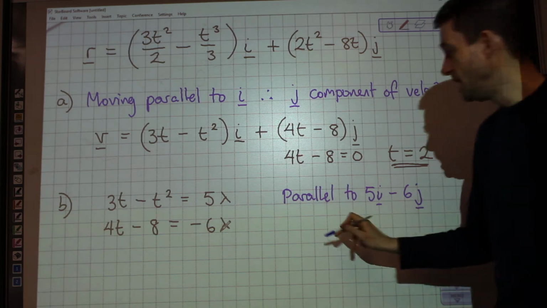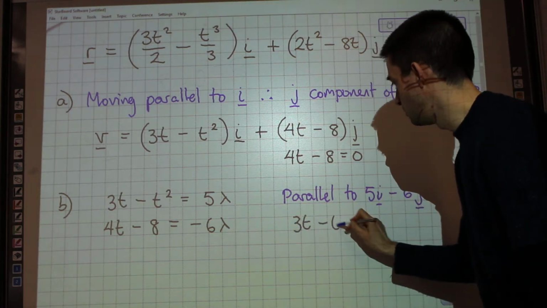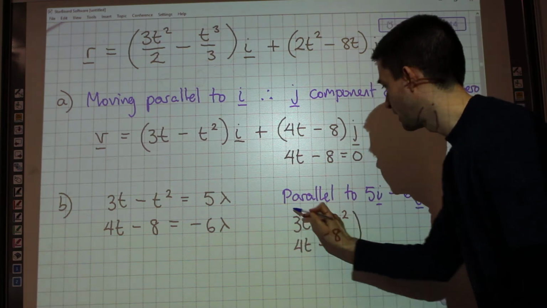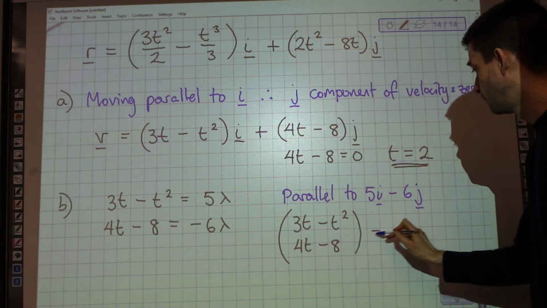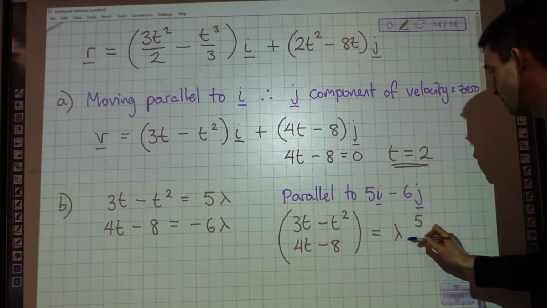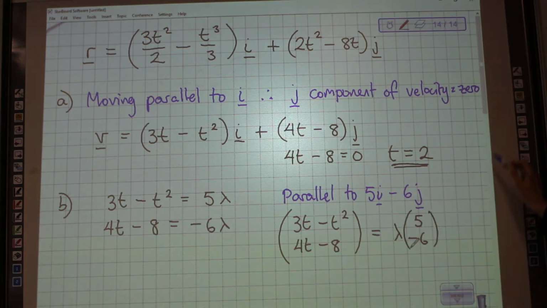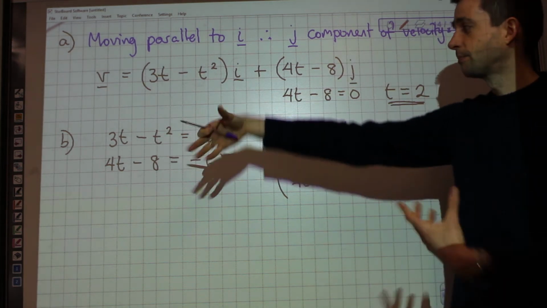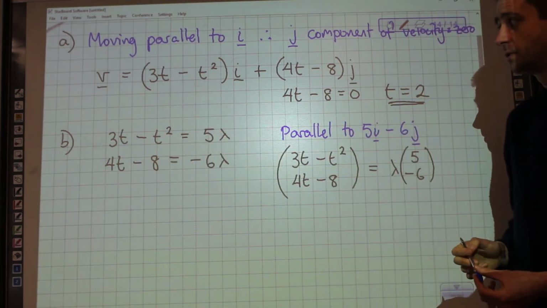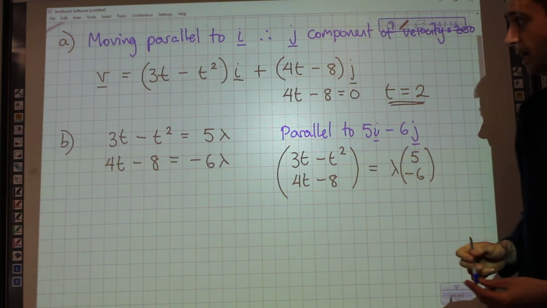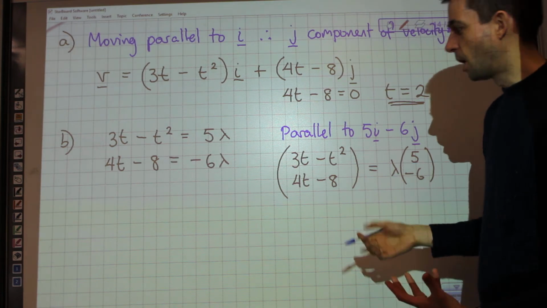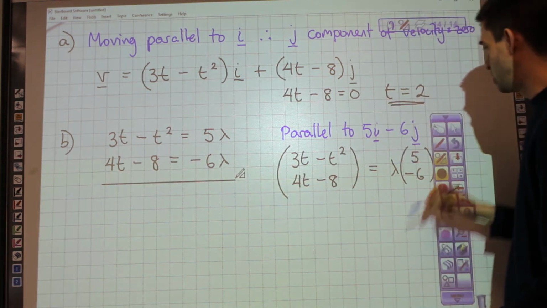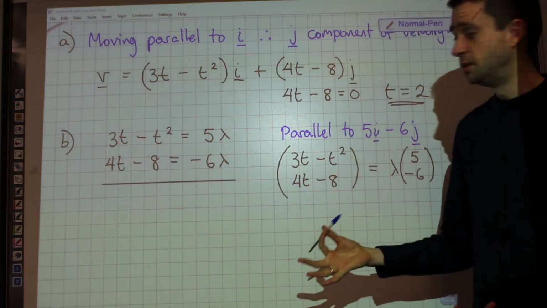You may be more familiar with seeing this initially written in column form, so I'll just do that over here, writing the velocity as a column vector, i component, j component, equals a multiple of (5, negative 6), which is 5i minus 6j. But we would go from that to there anyway, and we would look to solve simultaneously from there. Now, this is kind of leading me to thinking these look a little bit like the GCSE elimination style ones, and I don't see any reason to deviate from that at the moment.